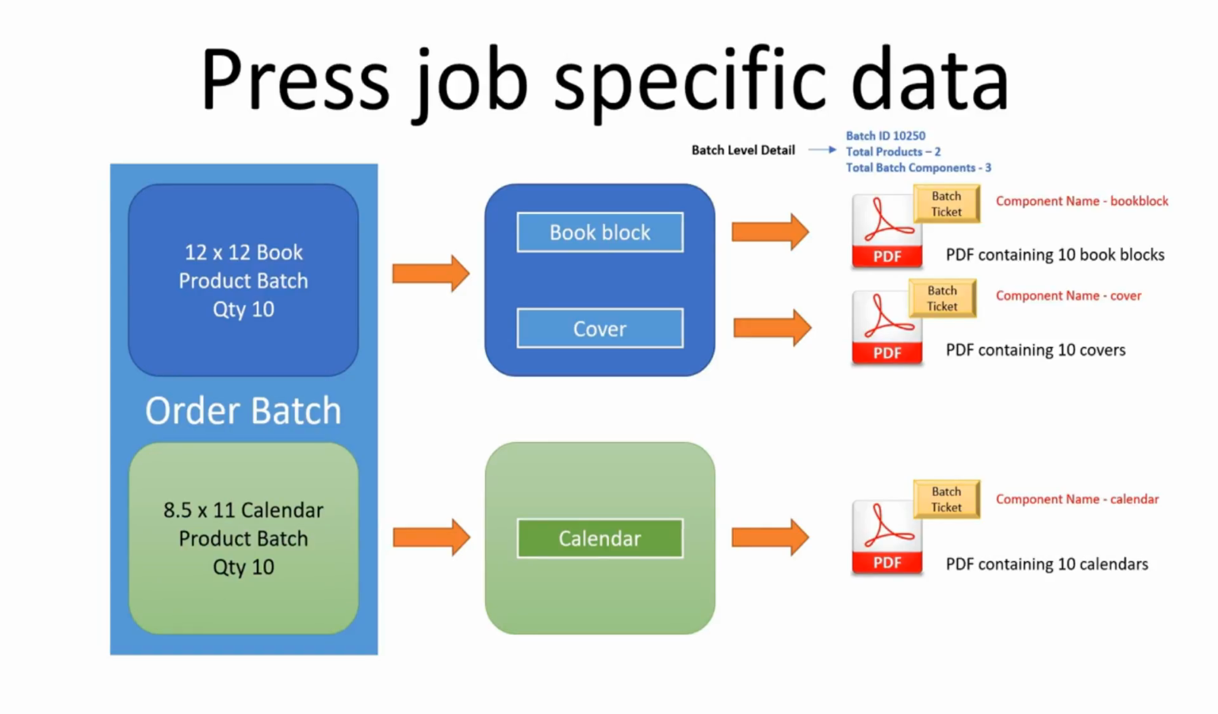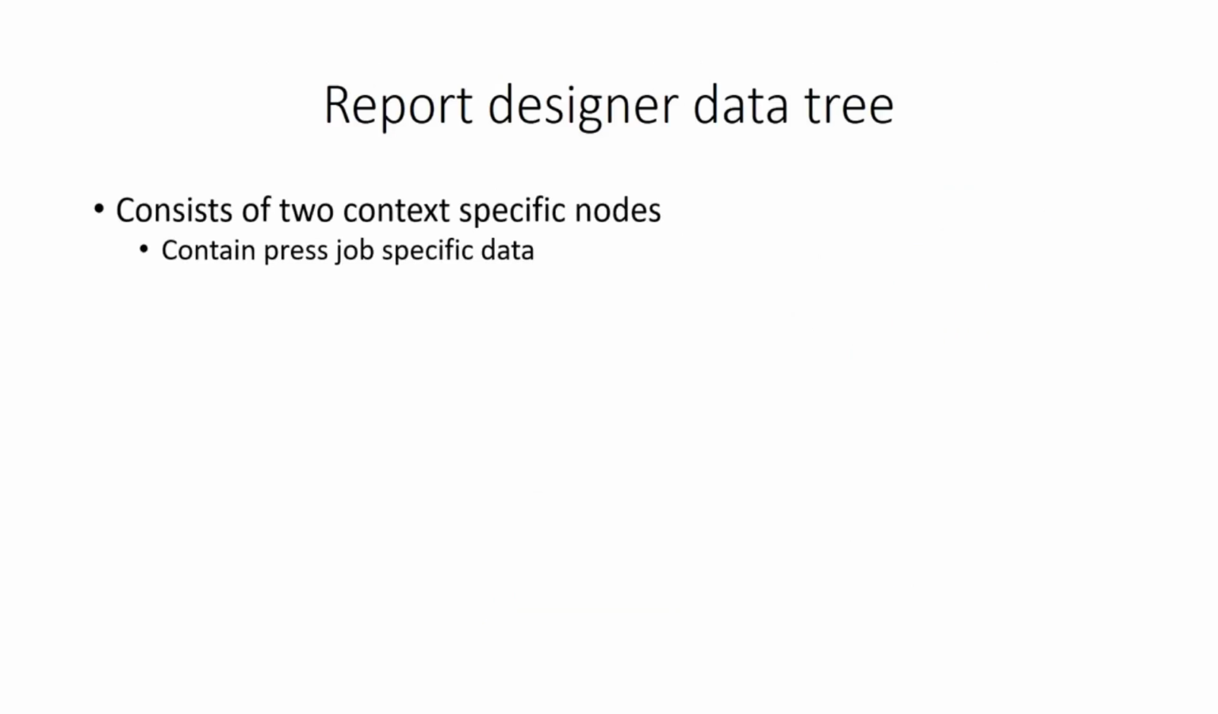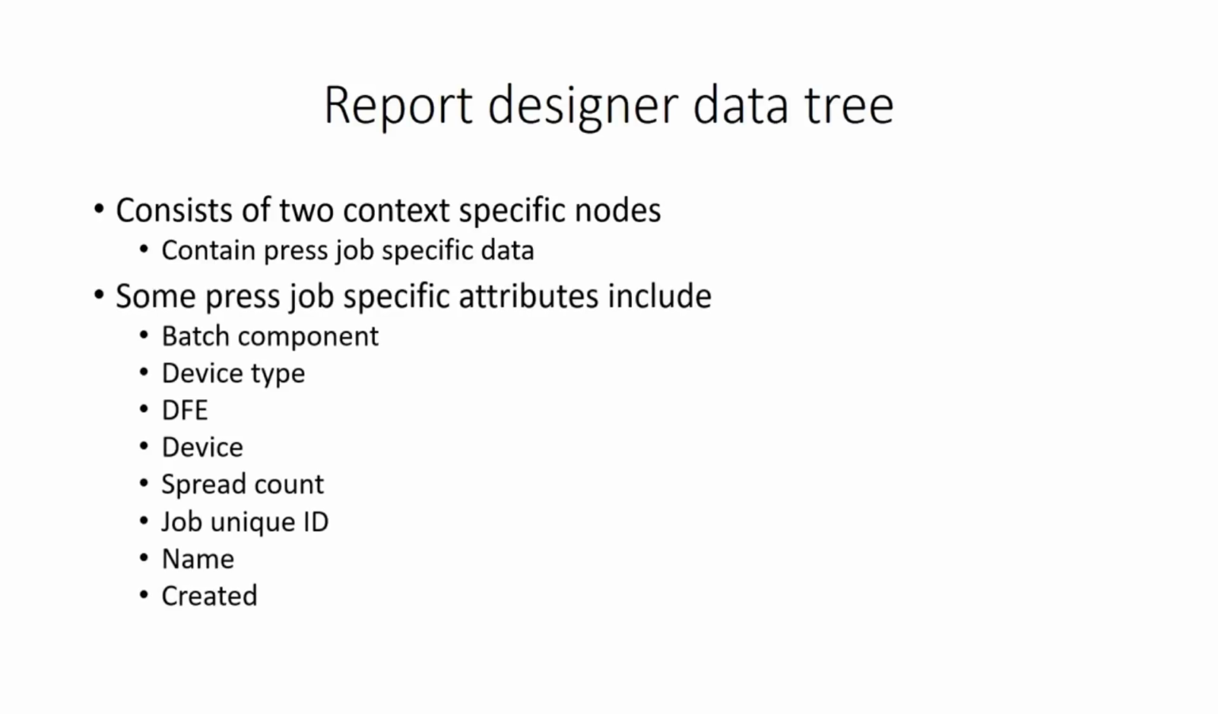The data tree consists of 2 context-specific nodes. These are nodes where you will find all of the attributes you need to display press job-specific data on your batch tickets. There are several press job-specific attributes that can be included on the batch tickets you create. Some of these attributes include batch component, device type, DFE, device, spread count, job unique ID, name, and created. In the next video, we will dig a bit deeper into context-specific nodes and see exactly how we use them.